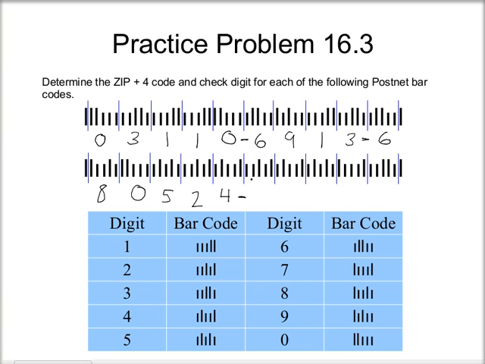So the first digit is 2 shorts, a long, a short, and another long, and that is a 2. Then I've got short, long, 2 shorts, and a long, and that's a 4. And then I've got short, long, short again, and we saw this before, that's a 5. Long, 3 shorts, and a long, this is a 7. 2 shorts, 2 longs, and a short, and that's a 3. And that is my check digit. Alright, so I've got my zip+4 code and my check digit for both of those PostNet barcodes.